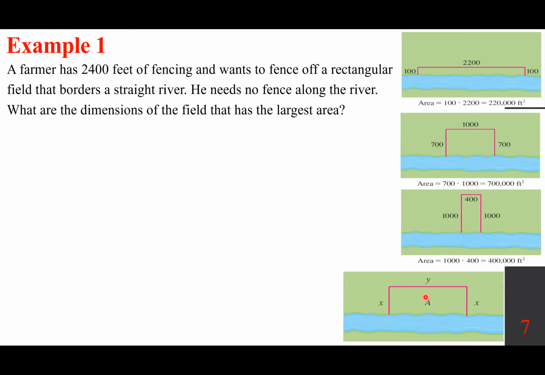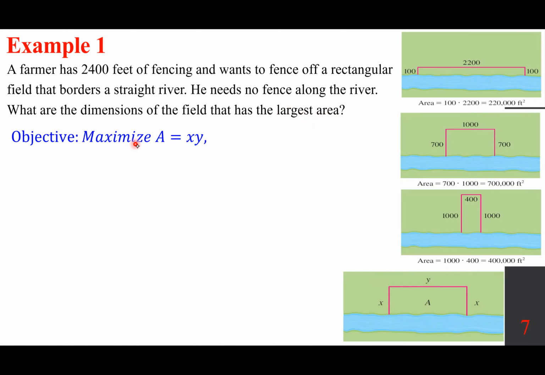Let the width be x, the length be y, and along the river, we don't need that. So there are two things we are interested in. Number one, the objective function. What is our objective? Largest area. So the area is x times y, the width times the length. So that's what we want to achieve.